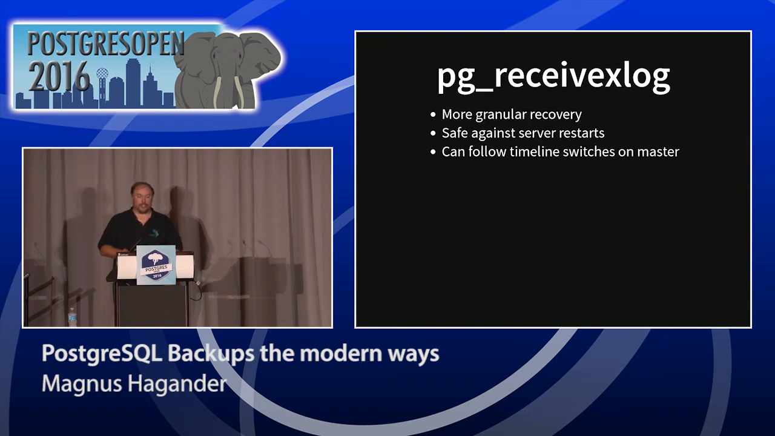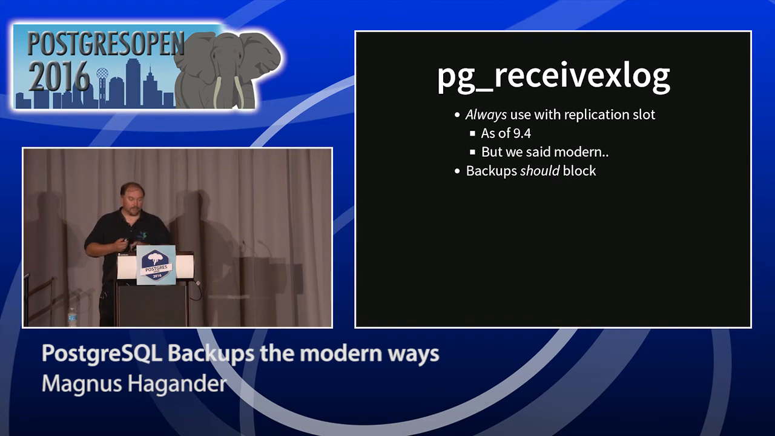This gives you a number of advantages. It gives you a more granular recovery. With an archive command, data gets sent in blocks of 16 megabytes. With pg_receivexlog, they get sent in blocks of 1 byte, or however big the chunks that are being written are. It is safe against server restarts. Weird things can happen if your server reboots in the middle of running your archive command. Like your cp command is running, but it didn't finish, and then the server rebooted or something. Weird stuff can happen. pg_receivexlog will take care of that. It can follow timeline switches on the master. It can do a lot of these things. And it's very easy to get up and running. A lot easier than actually setting up your archive command in the correct way. As of 9.4, you should always use pg_receivexlog together with a replication slot.